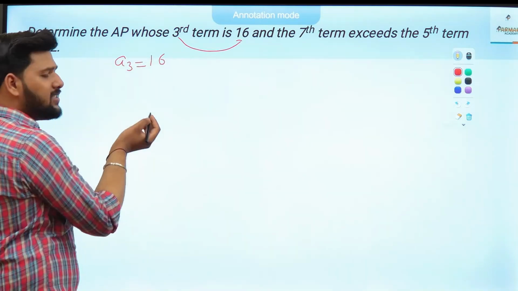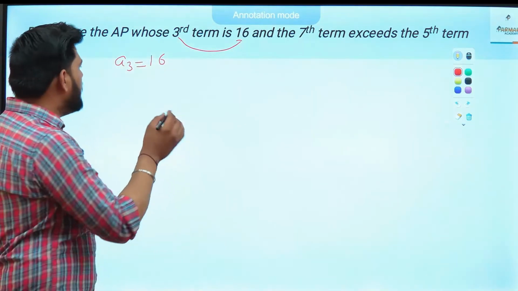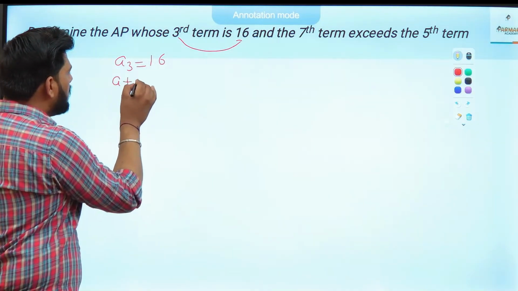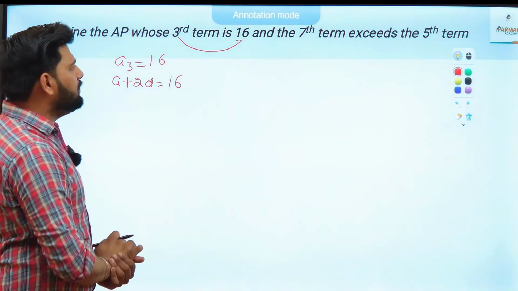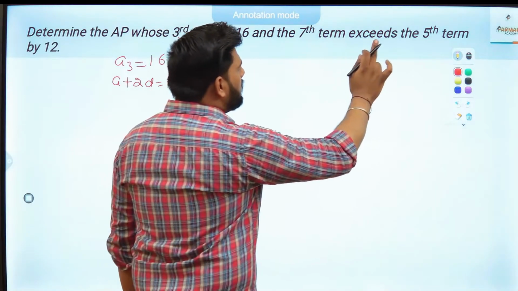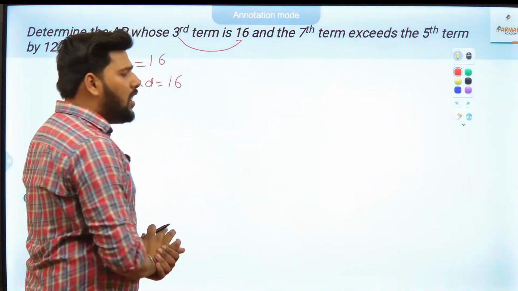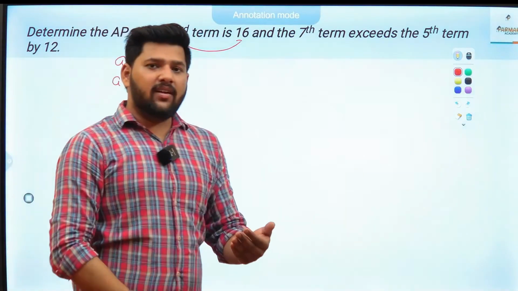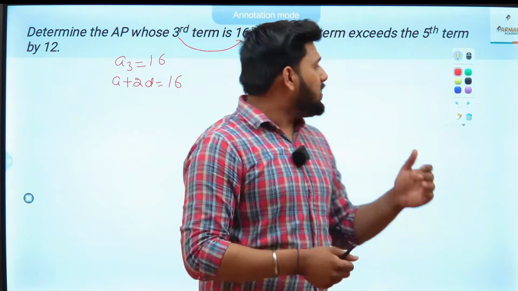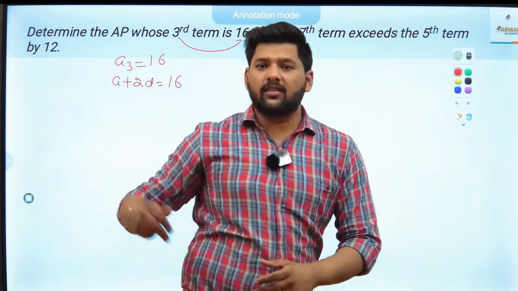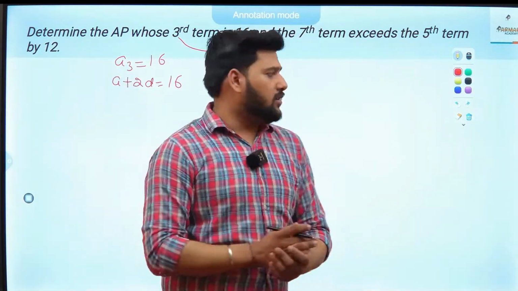What is a3? That is a plus 2 times the difference, and that is 16. This is given. Seventh term exceeds fifth term by 12. जो सेवन टर्म है वो एक्सीड्स कर रही है, मींस सेवन टर्म की जो वैल्यू है बड़ी है, किससे बड़ी है, फिफ्थ टर्म से, कितना डिफरेंस है, दैट इज 12.